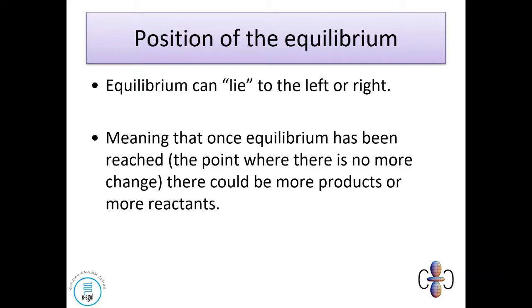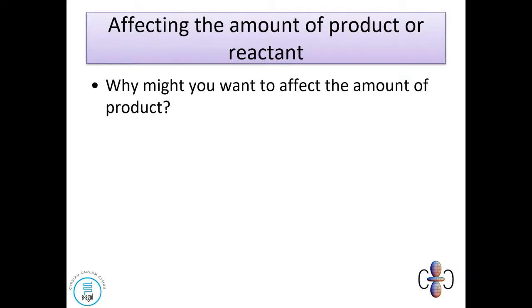So we're moving on to discuss a key word here, which is yield: how much product you will get out of a reaction. Equilibrium, as I said, can lie either side, left or right. That means once equilibrium has been reached, there could be more products or more reactants compared to each other. You might want to affect the amount of product to get as much as you possibly can, but you want as much as you can for as little money as you can in industry. So it's economics driven, I suppose. If you can get lots and lots of it by manipulating the conditions, then industry tends to do so.